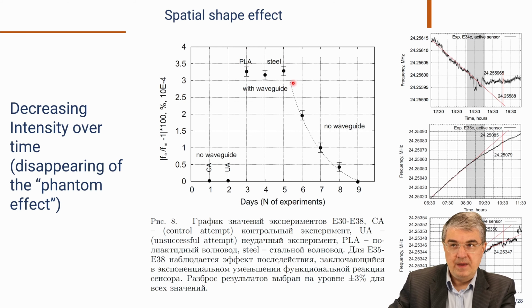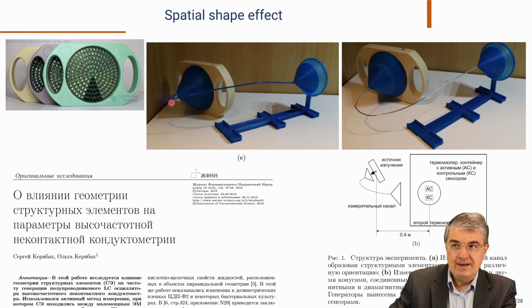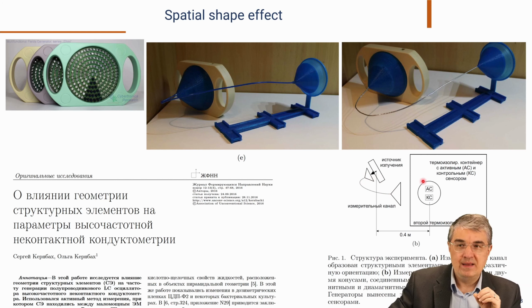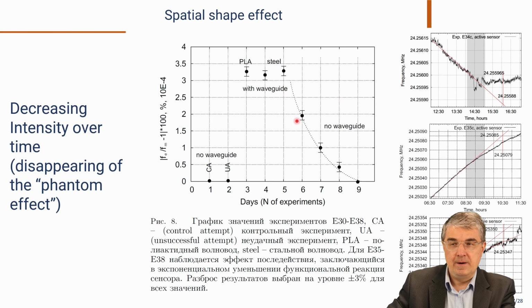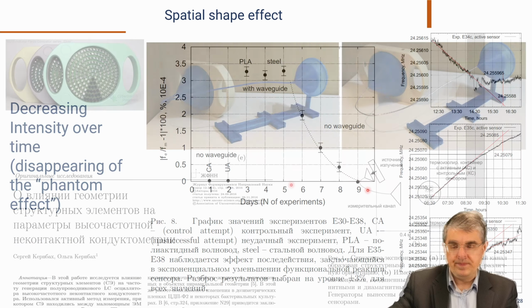And what we see here is exactly as the first time: we observe a generation of a phantom structure, and this phantom structure exactly repeats the structure of this waveguide. And if, after this, we remove this waveguide, the phantom structure is still there. And it still participates in the experiment, and it's guiding the signal from the generator to the sensors. But because this structure is slowly disappearing, we see this exponential decreasing of the signal.